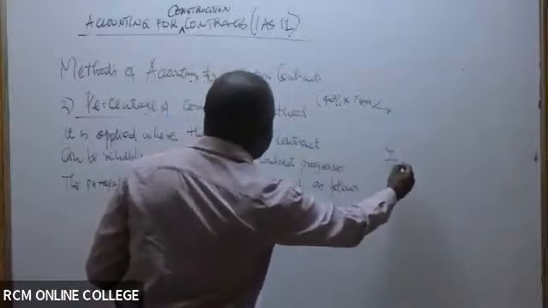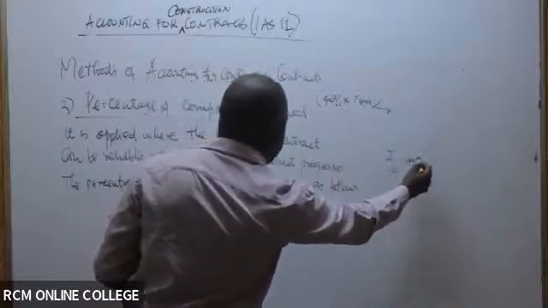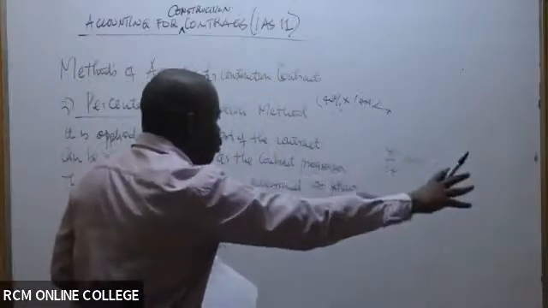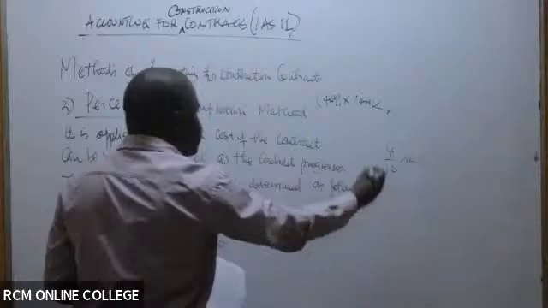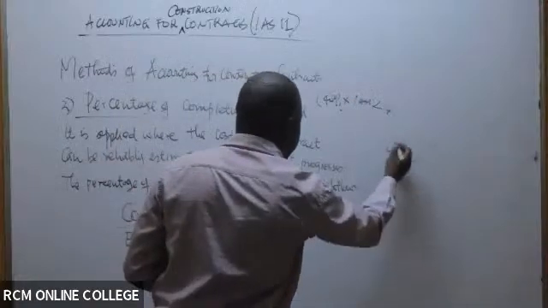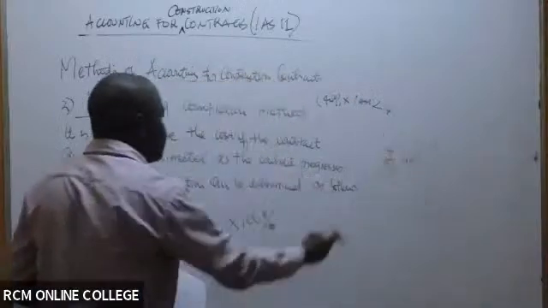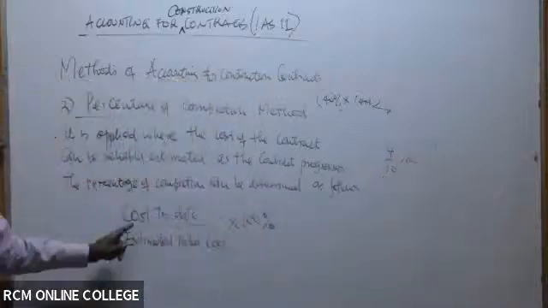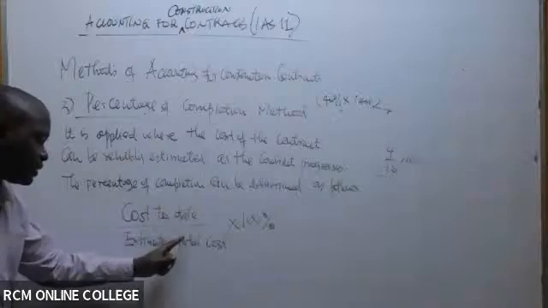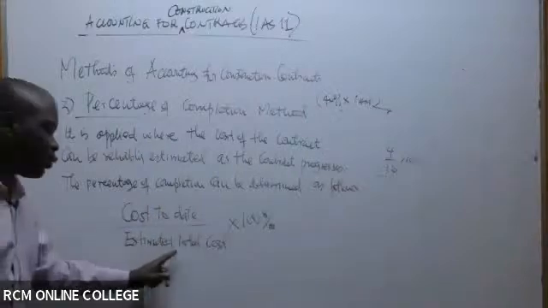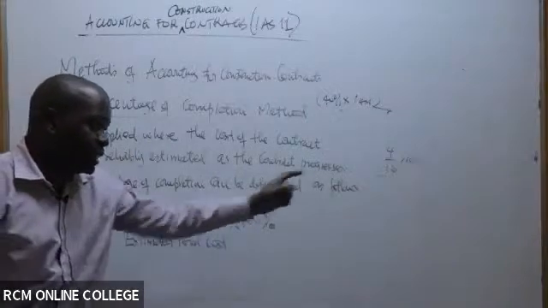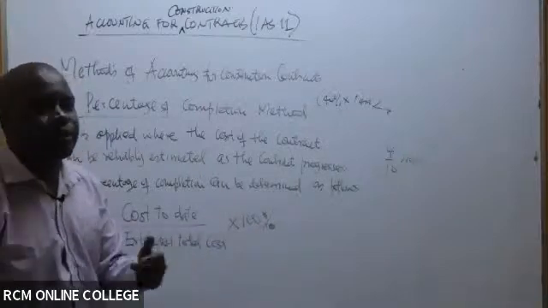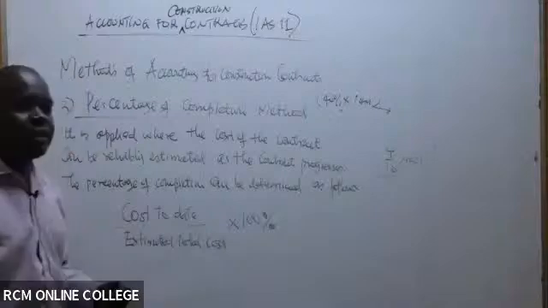You take 4 out of the 10 million, you multiply by 100%, because 10 million is the one required to construct the entire road. But by the end of the first year, the costs incurred on the construction of the road is 4 million. So you take 4 million, you divide by 10, you multiply by 100%. The cost to date, which is 4 million by the end of the first year, you divide by the estimated total cost to construct the road, which is 10 million. You get 40% has actually been completed by the end of the first year.